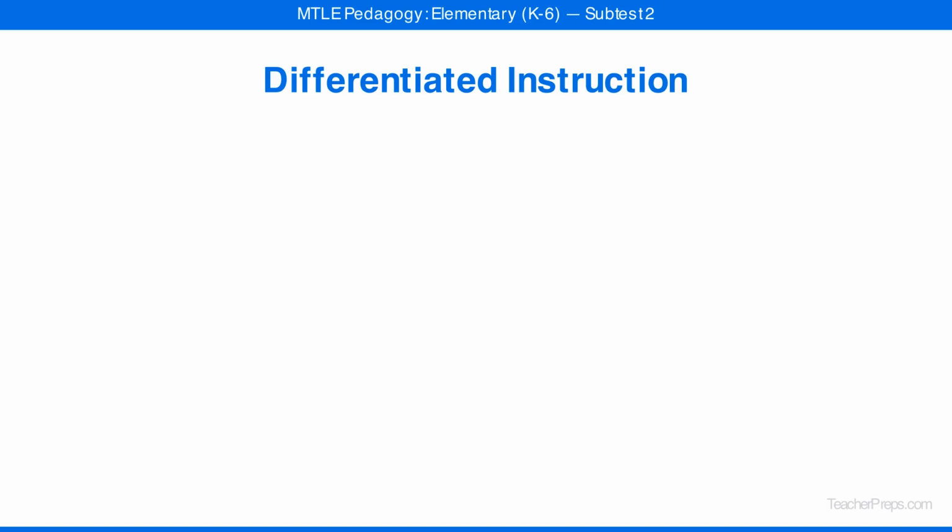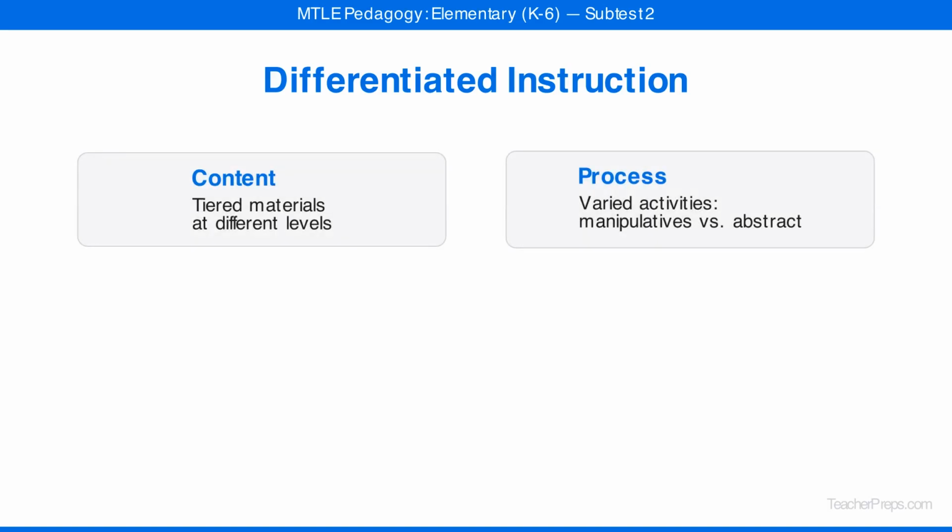Differentiated instruction is a major exam topic. Carroll and Tomlinson's model identifies 4 elements you can differentiate: content, process, product, and learning environment. You differentiate based on 3 student factors: readiness, interest, and learning profile.